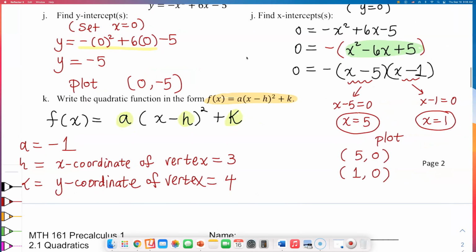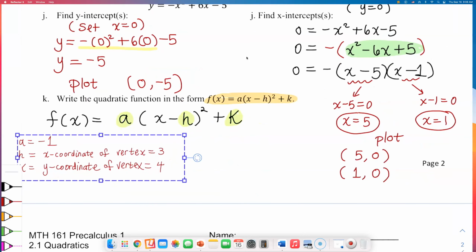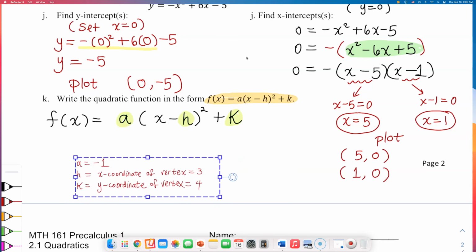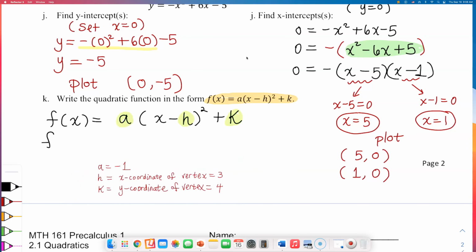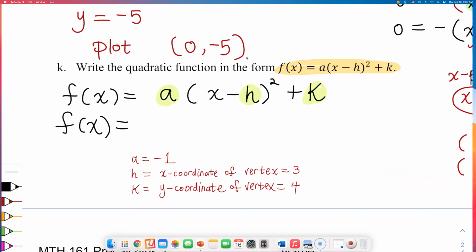Now we have everything that we need to plug in. Okay, so let's go ahead and start plugging in. f of x equals, what's a? A is negative 1. Negative 1 times x minus, what's h? H is 3. 3 squared plus, what's k? K is 4. And we're done.